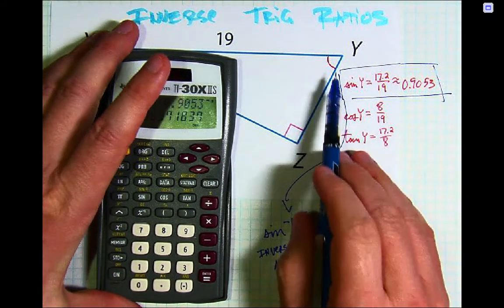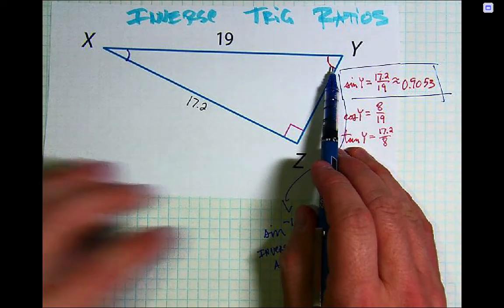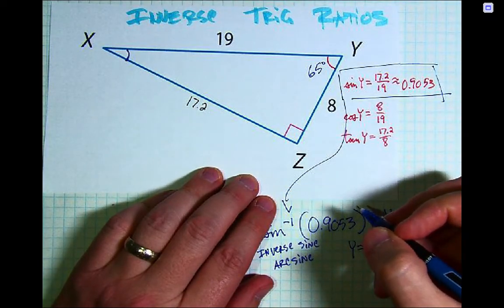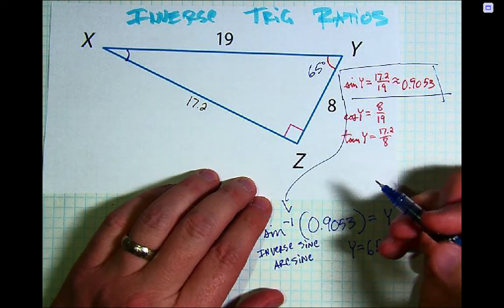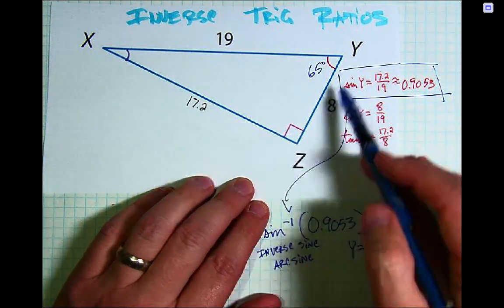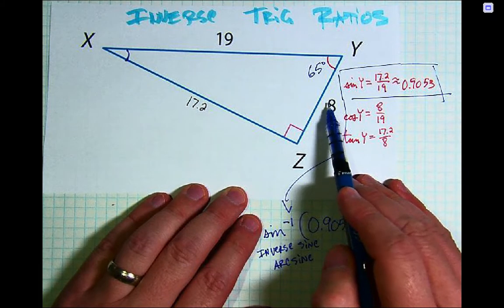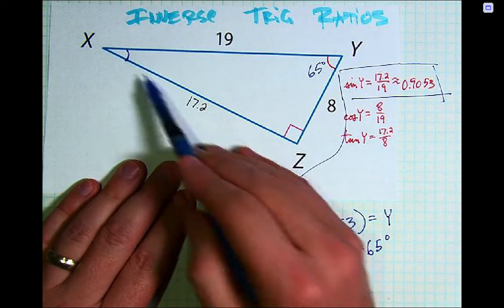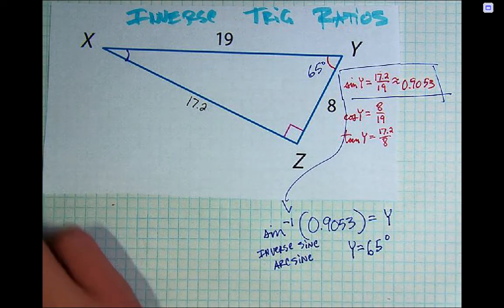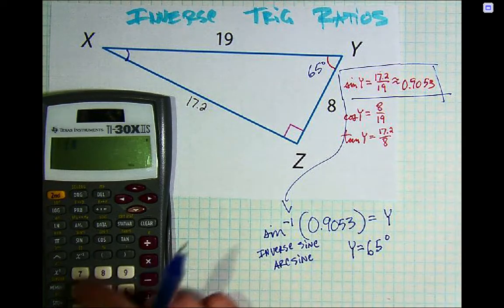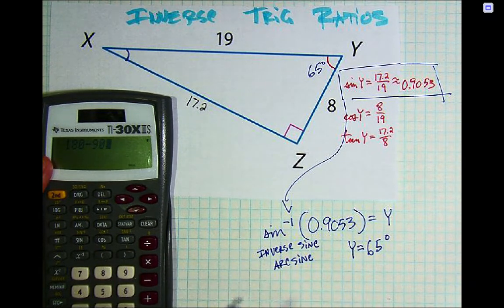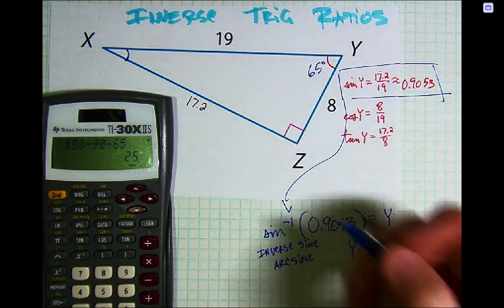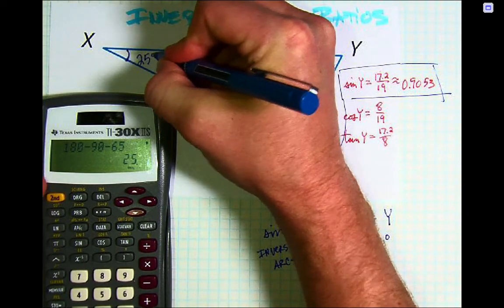And if I look at this, does it seem like this could be about 65 degrees? That seems pretty reasonable to me. And now I've almost solved the entire triangle. I have all three sides. I have two of the three angles. And guess what? The last part is easy. I just have to use the 180 rule to find angle x. 180 minus my 90 degree right angle minus my 65 degree angle right there gives me 25 degrees.